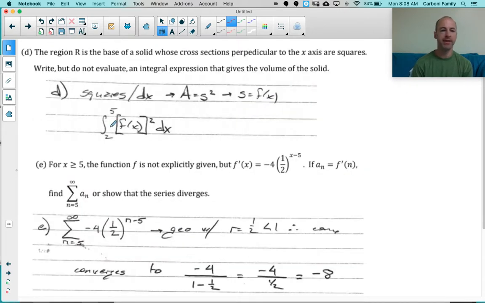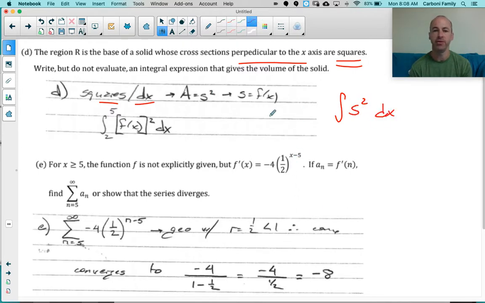And then D was really, really quick. The region R is the base of a solid. Perpendicular to the x-axis tells you it's a dx problem. They tell you it's a square, and the area of a square is side length squared. So ultimately, we're going to do the antiderivative of side length squared with respect to x. And then you just have to get your side length in terms of x. The side length is determined by the function, so I just plugged in f of x. The region began at 2 and ended at 5. So this was just a 1-point problem, very quick, not much to it, but that's what you should have had for D. And then finally, part E.